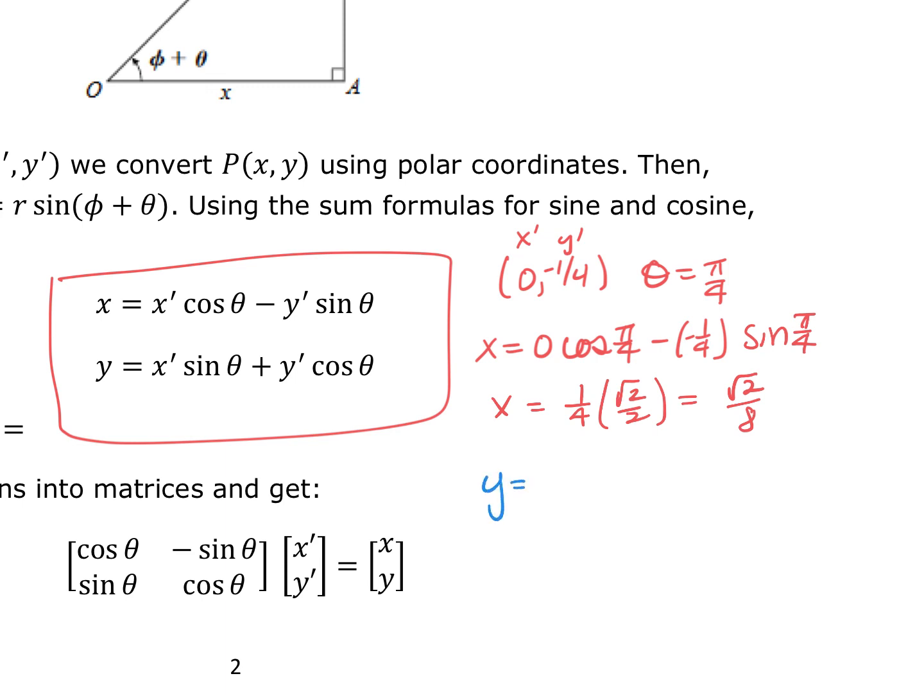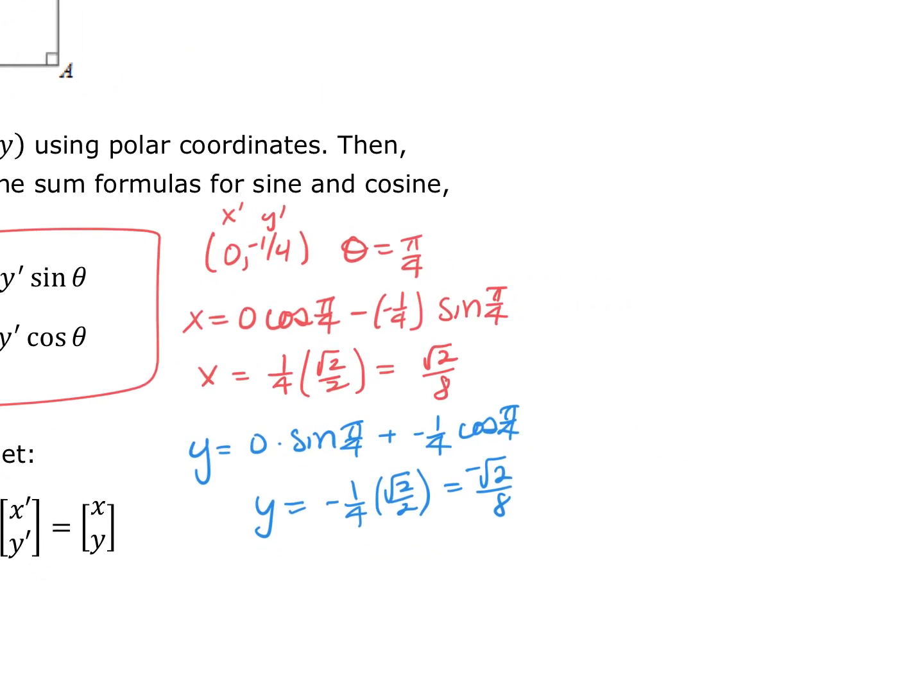Similarly, my y in the regular xy plane is going to be my x prime, which is 0, multiplied by the sine of pi over 4, and then plus my y prime, which was a negative 1/4, times the cosine of pi over 4. And so this gives me a y value of negative 1/4 multiplied by the square root of 2 over 2. So this gives me the negative square root of 2 over 8. So that focus in the regular xy plane relates to the point square root of 2 over 8, comma, negative square root of 2 over 8.